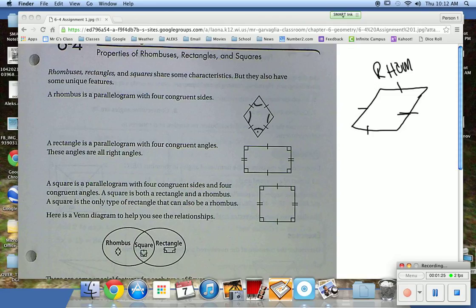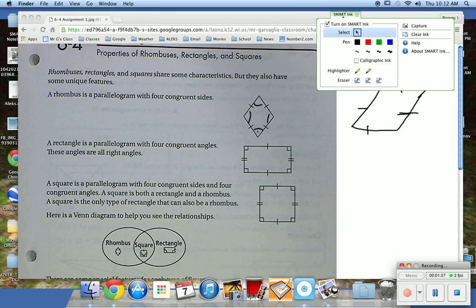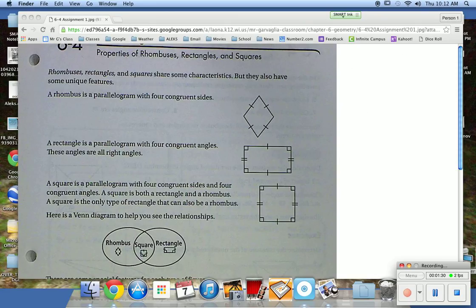So, can a rectangle be a rhombus? Yes, it can. What's the definition of a rectangle? A parallelogram with 4 congruent angles. These angles are all right angles. Can it be a rhombus? No, it doesn't. It doesn't have congruent sides. Can a rectangle be a square?